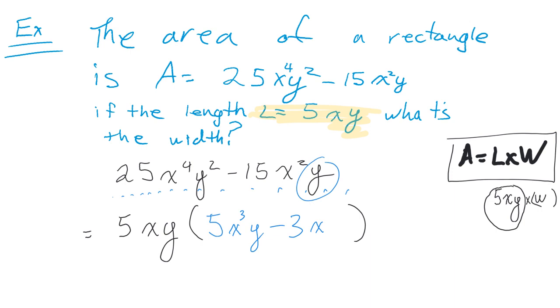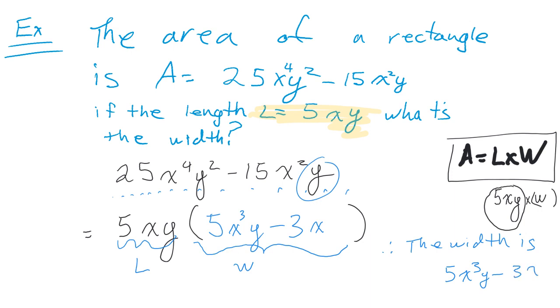Oh my goodness. Didn't we say that this was the length? So that means this part here must be the width. Therefore, the width is 5x cubed y minus 3x. And we're done. Now you're ready to do your homework.